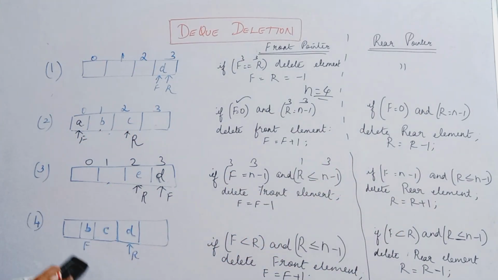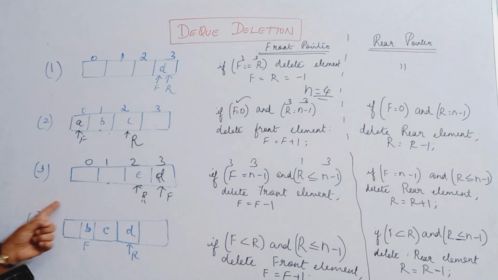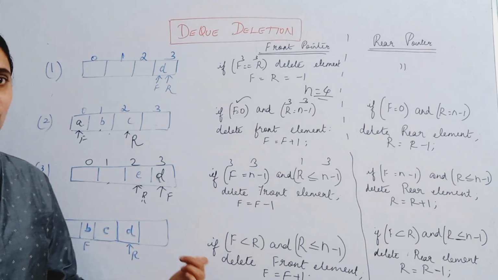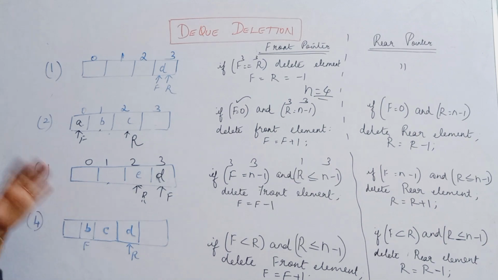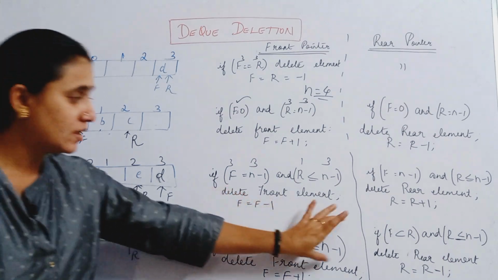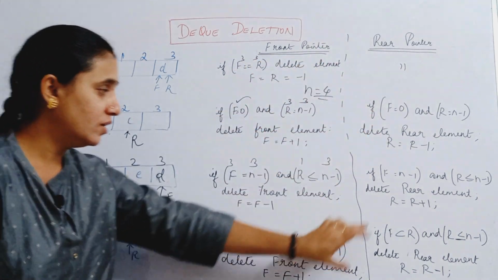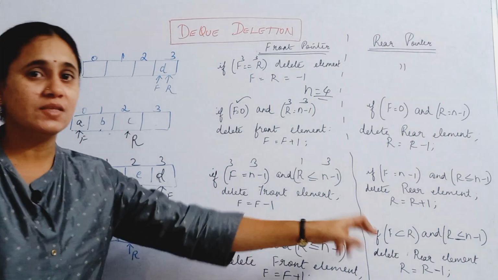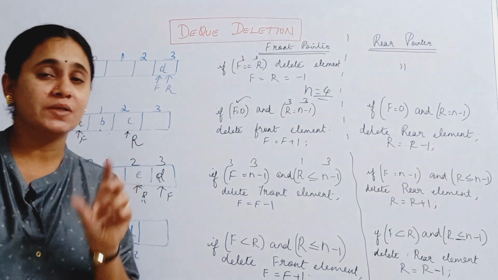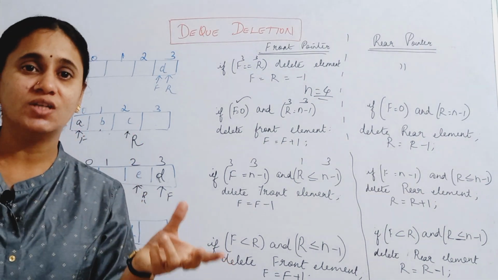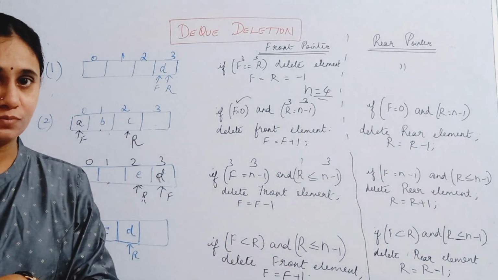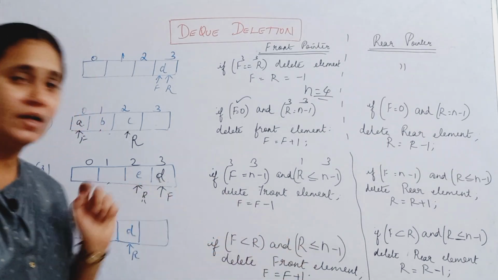So now you see, the next case is this one. The element is present in between the first and the last location. In between the first and last location, how to perform the deletion operation? If it is by using the front pointer, this is the condition. If it is by using the rear pointer, this is the condition. See, the conditions are the same. Please make a point: if the elements are present in between the data structure array, not at the front and not at the last, then this is the condition.